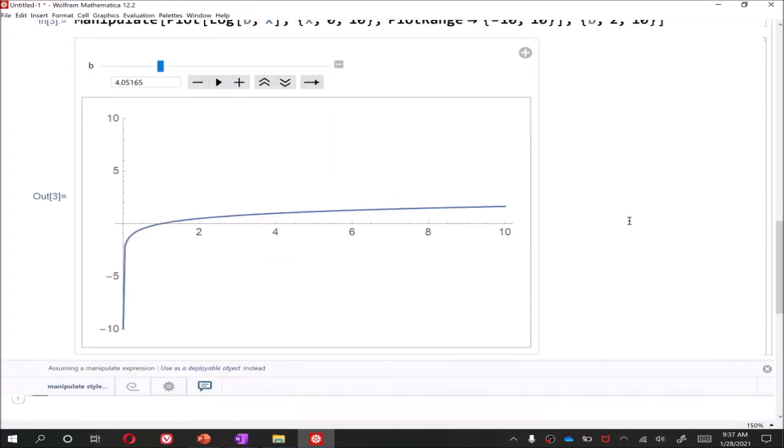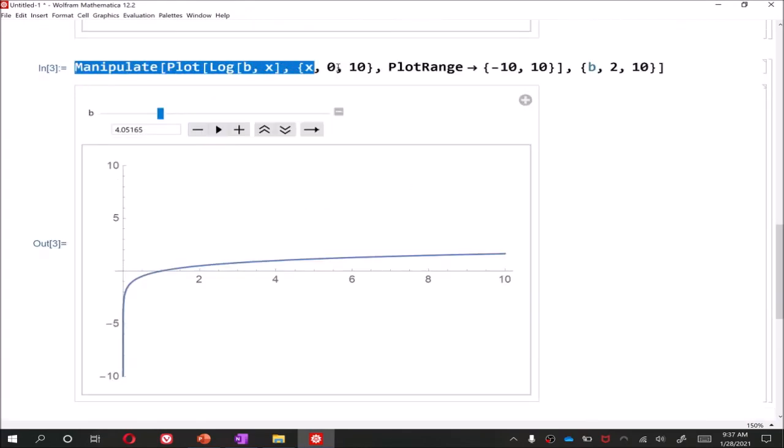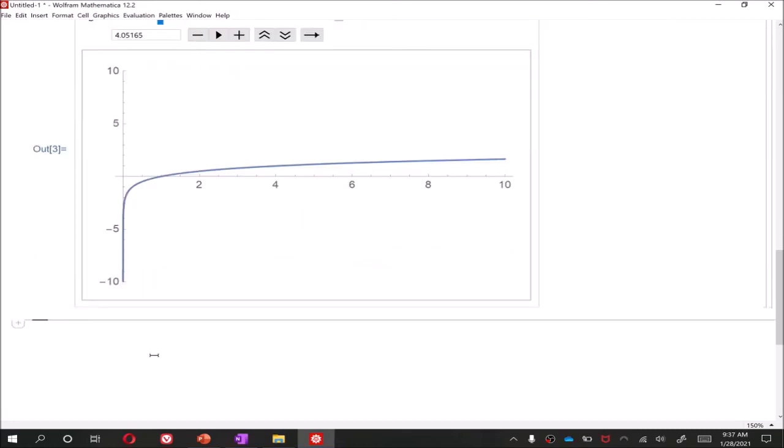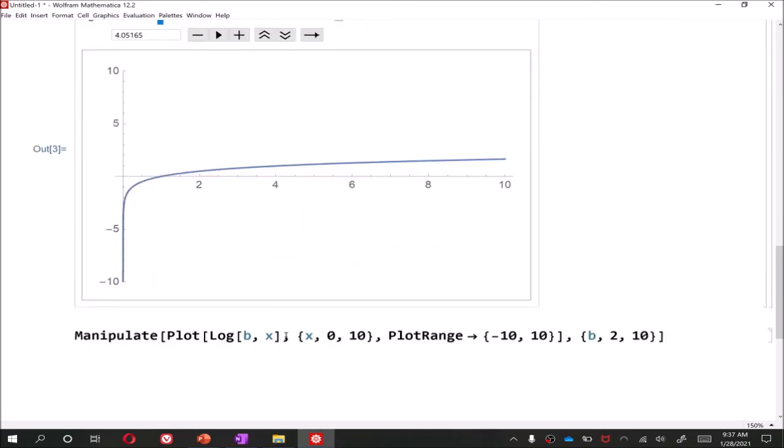If we now examine what happens for b less than 1, everything else is going to stay the same. I'm just going to change b to go from 1 over 10 to 1 over 2.